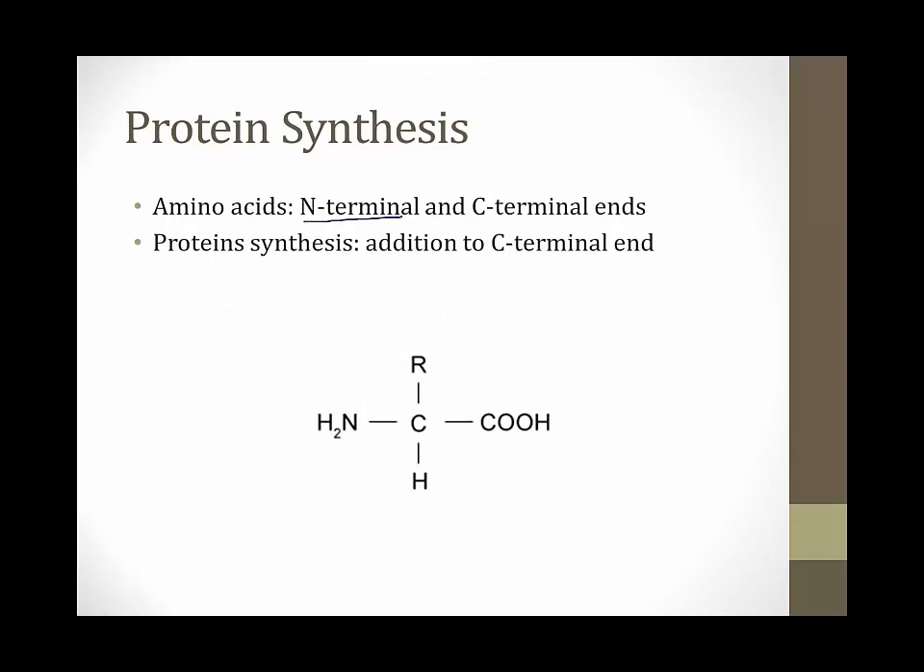Amino acids have an N-terminal end and a C-terminal end. If you look at this drawing on the screen here, this is the N-terminal end with the amine group. This is the C-terminal end with the carboxylic acid group. And protein synthesis always occurs such that additional amino acids are added to this end here, the C-terminal end, and this begins to link up amino acids in a chain going in this direction.